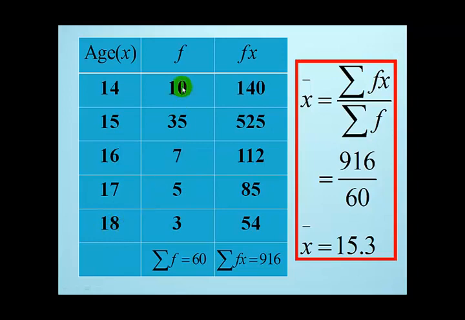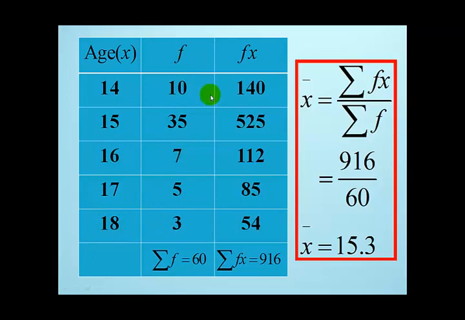That is, the number of students who are 14 years old is 10. The number of students who are 15 years old is 35. The number of students who are 16 years old is 7. And the number of students who are 17 years old is 5. The number of students who are 18 years old is 3. So that is the frequency.